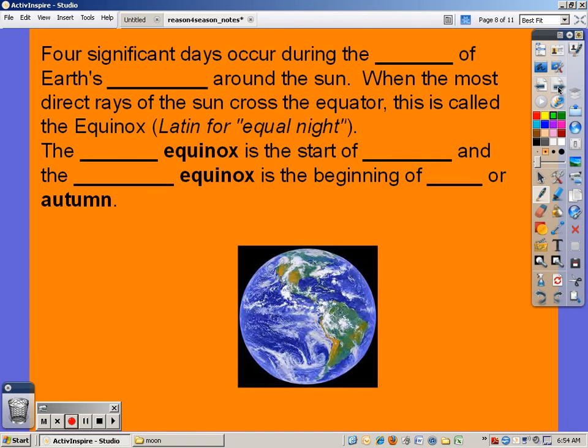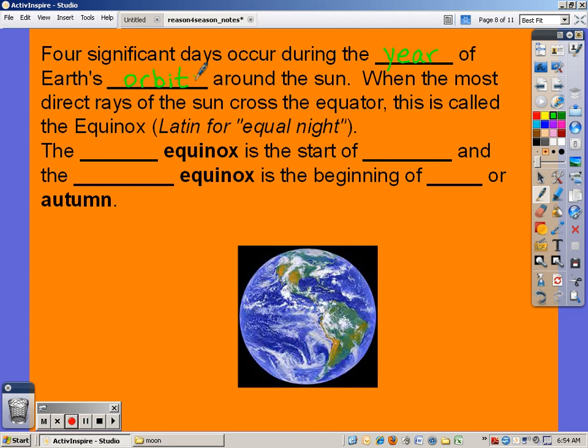Four significant days occur during the year of Earth's orbit around the Sun. When the most direct rays of the Sun cross the equator, this is called the equinox, which is Latin for equal night. And this occurs tomorrow, actually, day after I'm doing this video, on September 23rd at 4:04 in the morning. That's the autumnal equinox.